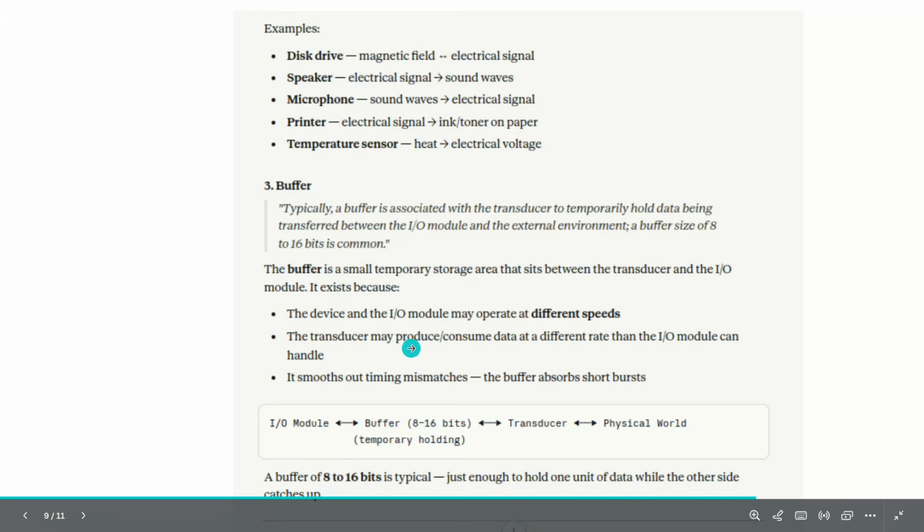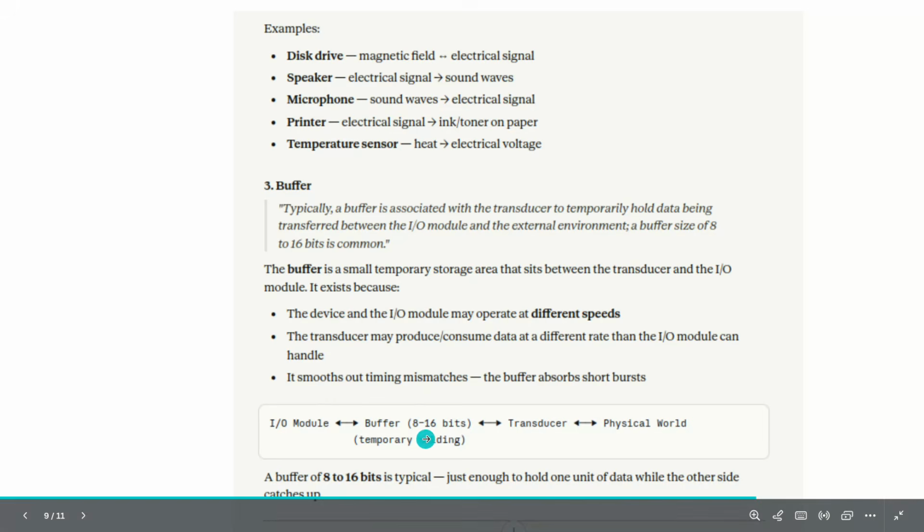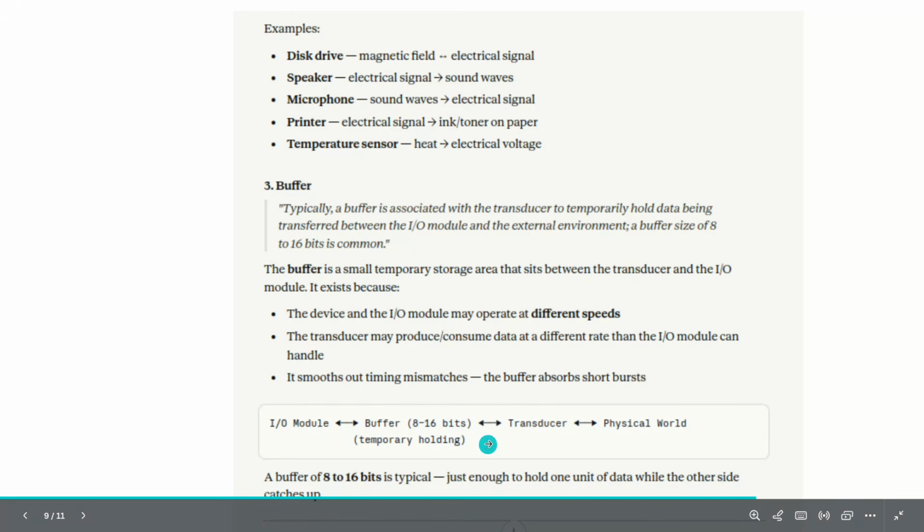The transducer may produce or consume data at a different rate than the IO module can handle. It smooths out timing mismatches. The buffer absorbs short bursts. That is what it is doing: there is a timing mismatch between the IO module and the device, and to smooth it out, the buffer helps. That means the IO module timing and the transducer timing would be different. So when this timing mismatch happens, to smooth it out we have to store the data somewhere. That is why we have this buffer.